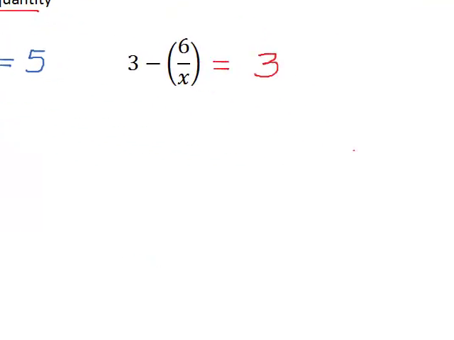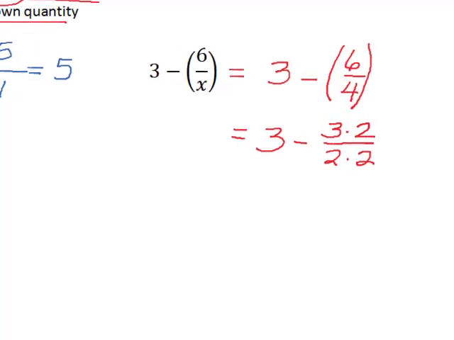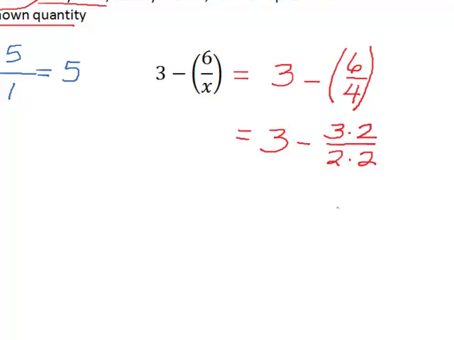Our third expression, we're going to once again substitute in 4 where the x is. Then we have to simplify this fraction in the parentheses. We know that 6 is 3 times 2. We know that 4 is 2 times 2. And so we're going to cancel the common factor of 2, top and bottom, numerator and denominator. And that's going to leave us with 3 halves, 3 divided by 2.